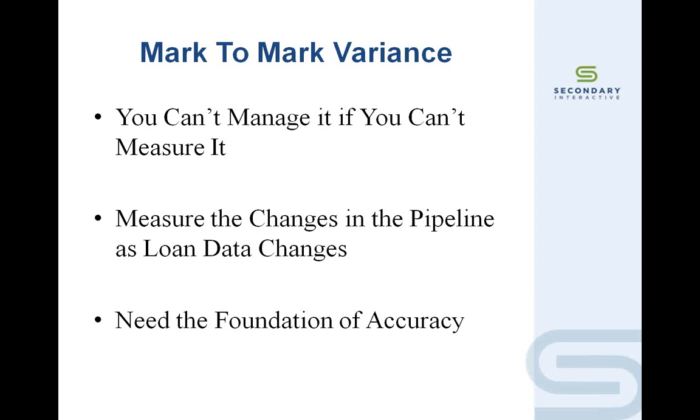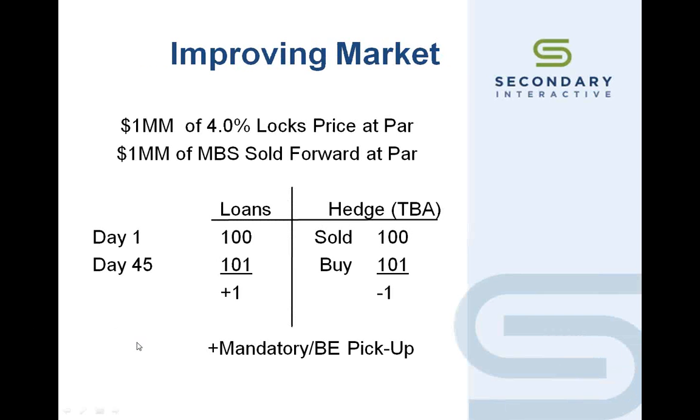So now that you have that foundation of accurate data as well as an accurate loan valuation, you can start to work on what's happening to the pipeline as the loans move through the various statuses. Again, you can't manage it if you can't measure it, so we strive to measure as much as possible. What we're doing every day or every time new data comes into the system is measuring the changes in the pipeline as that loan data changes. So if somebody changes the FICO or a loan amount or an appraised value, and that has an impact on the pricing of that loan, we have the ability to display that for you.